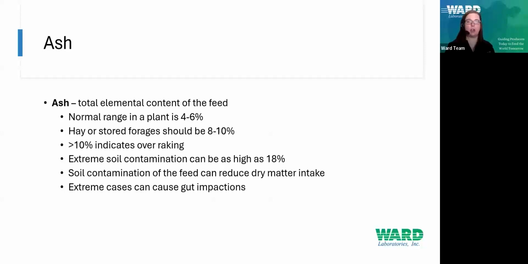So ash is all of the elements, all of the minerals that are contained in that feed. When we're talking about forages, whether it's fresh forages or hays, the ash content that naturally occurs in the plant and is coming from the plant is going to be 4 to 6%. So if you're testing your pasture grass, you're going to usually see around 4 to 6%.